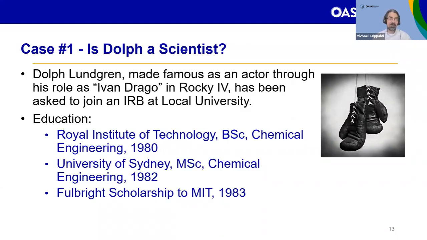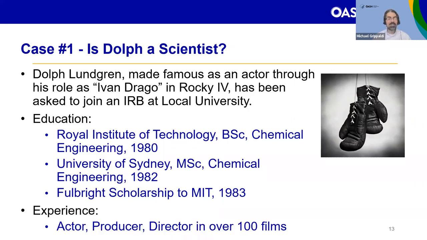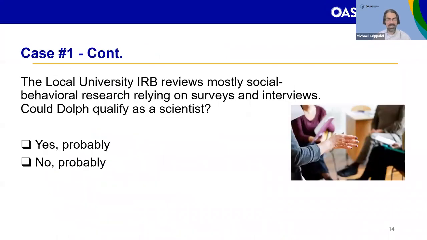He has 2 degrees in chemical engineering and earned a Fulbright scholarship to Massachusetts Institute of Technology. This is really crazy. What did he parlay all that education into? Well, he has over 100 credits to his name as an actor, producer, and director. So clearly he's a man of many talents. But getting back to the scenario, local university IRBs review mostly social behavioral research. So we want to know, is Dolph likely to qualify as a scientist for this board?